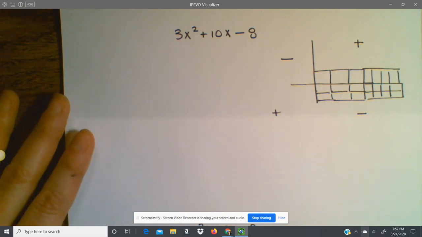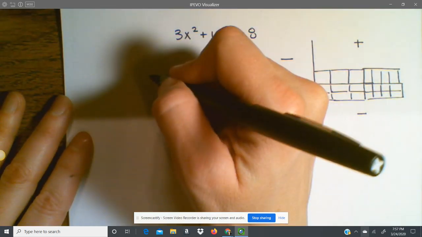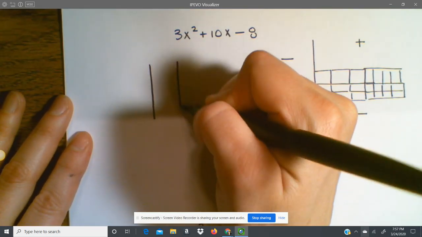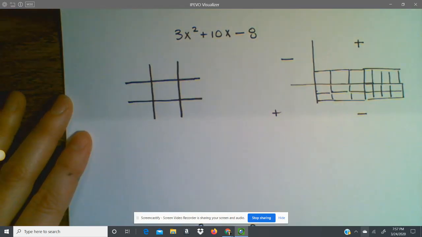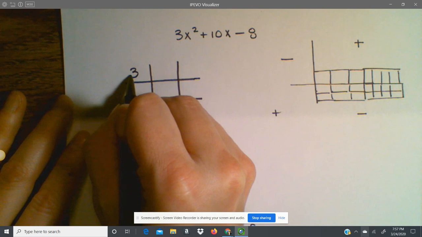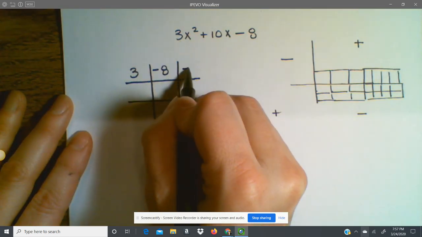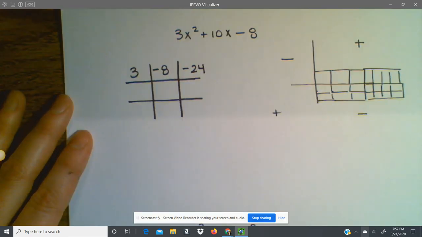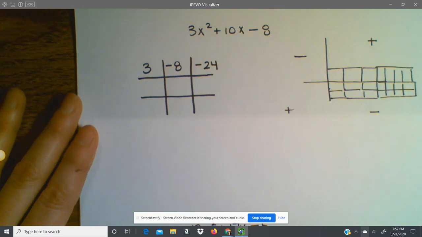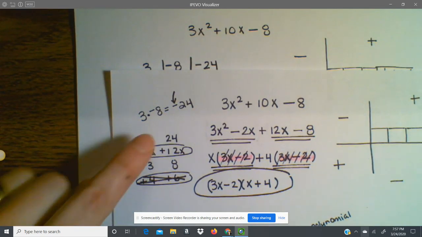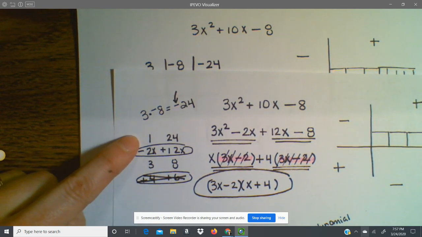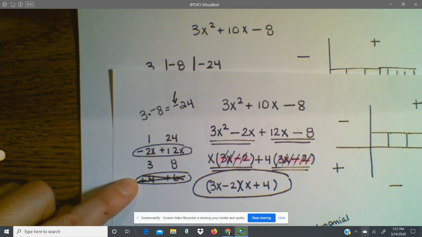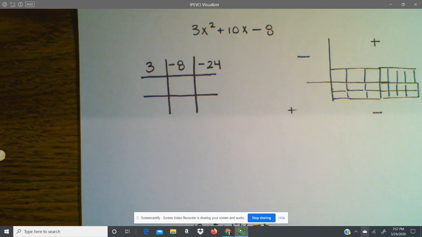So I start by multiplying the 3 and the negative 8. And I just organize it in a little table. So I go 3 times negative 8 is negative 24. And then just like we did in the grouping method, 3 times negative 8 is negative 24. And then we list all the factor pairs of 24.